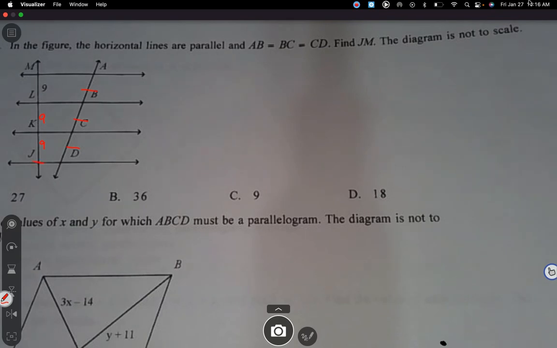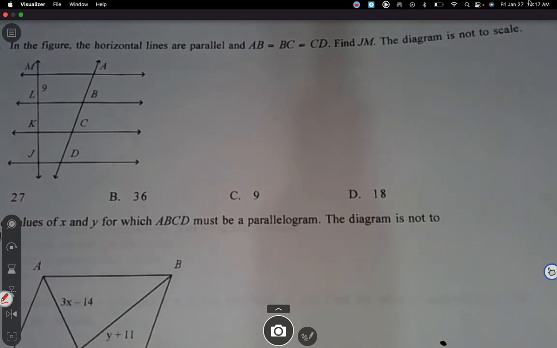No, it says you start at J and you end at M. So what's between that? 3 9s, okay? Now, that's why I was saying, it could say KM, and that would be 18, okay? It could say JK, it would be 9, all right? You just have to see what it asks. But no, you're not going to keep going. Don't go above it or below it.